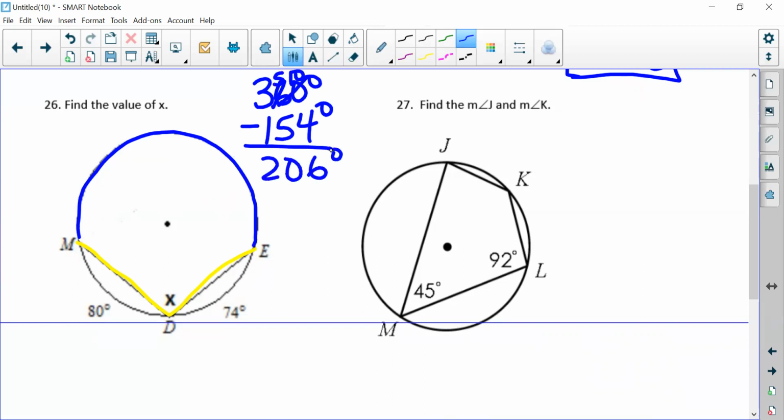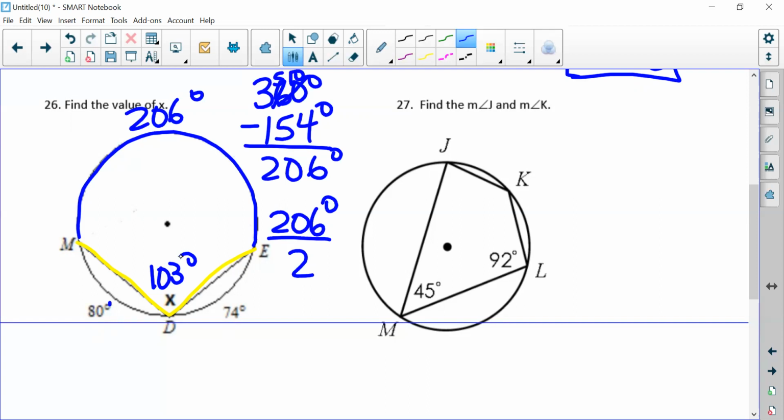Okay. 360 minus 154 is 206. So we know that the measure of arc ME is 206. By definition, the measure of an inscribed angle is 1/2 the measure of its intercepted arc. So just take the 206 and divide it by 2, okay? 206 divided by 2 is 103. So the measure of angle MDE is simply 103.